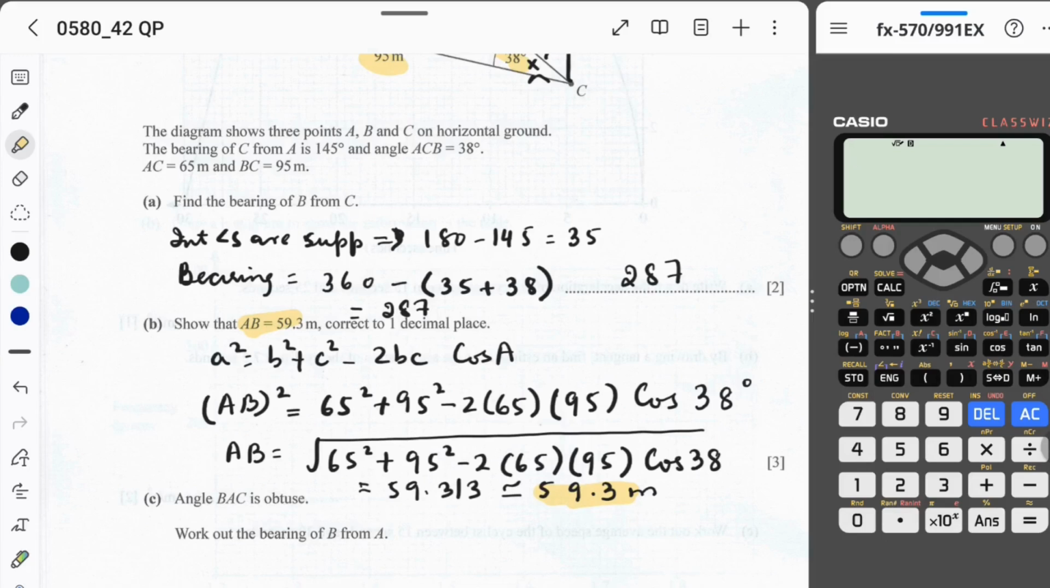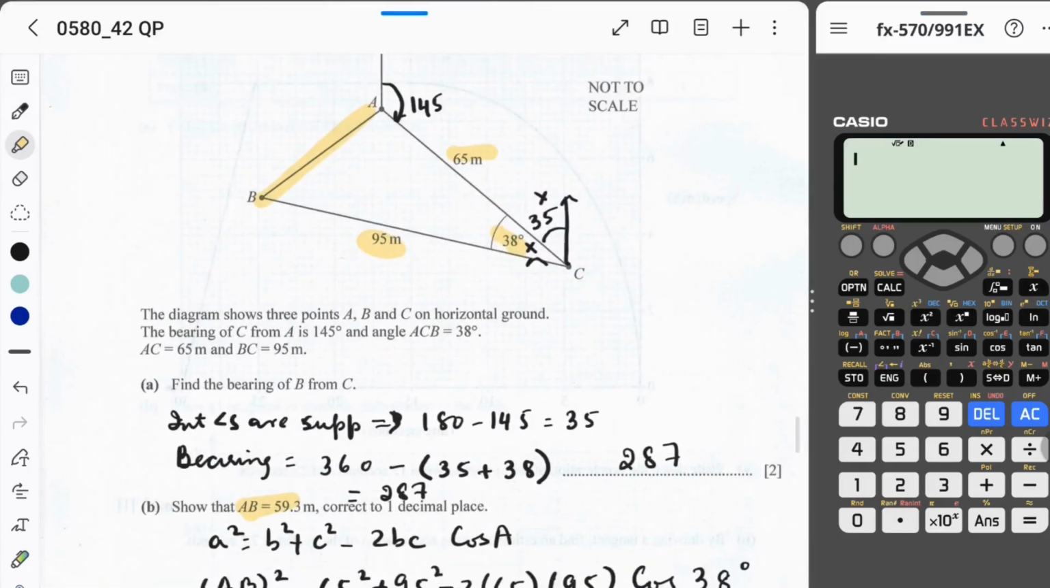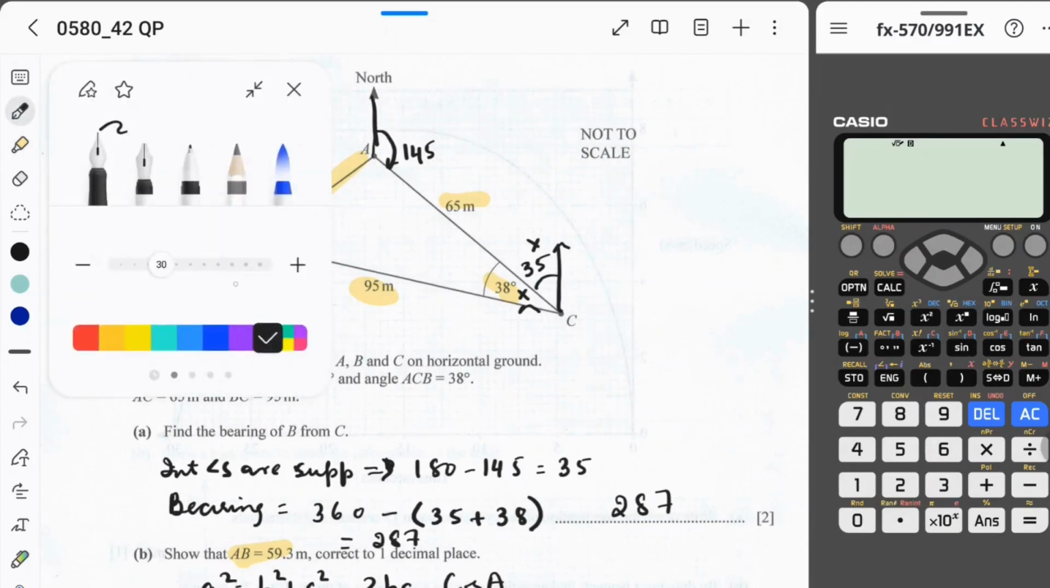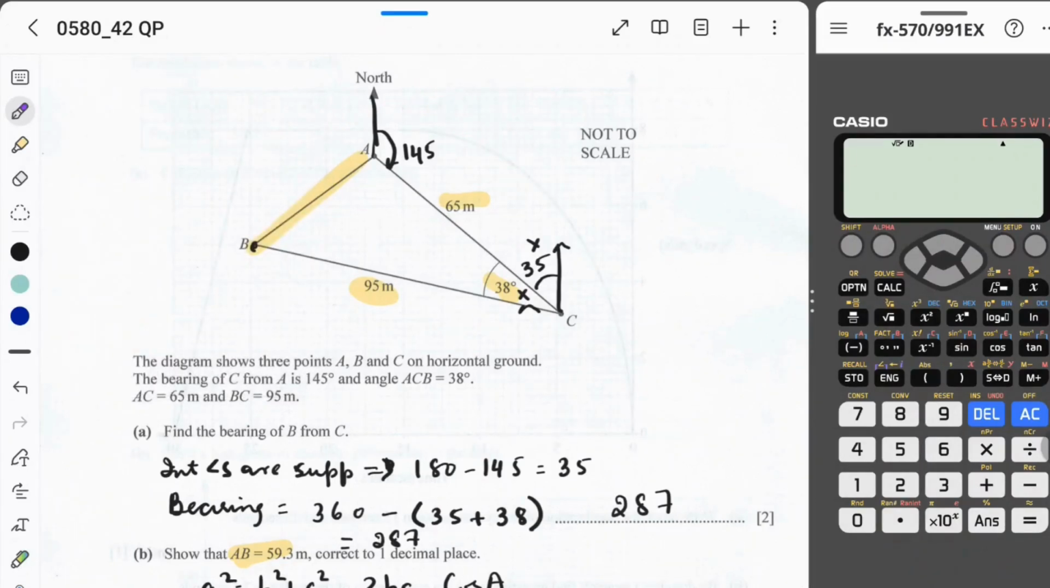Okay, so in part C, angle BAC is an obtuse angle. Work out the bearing of B from A. So we need to find this is your A and this is your B. Whenever we find the bearing of B from A, you start at A and stop at B. Whenever they asked in part A, B from C, you stopped at C. Now you need to find 145 plus this angle. Okay, now the question is to find this angle.